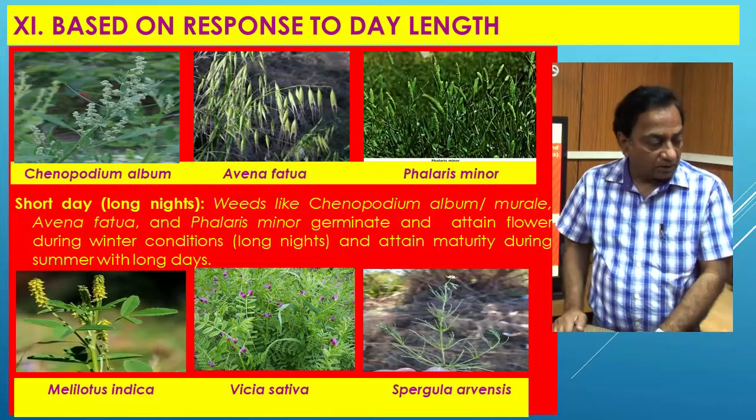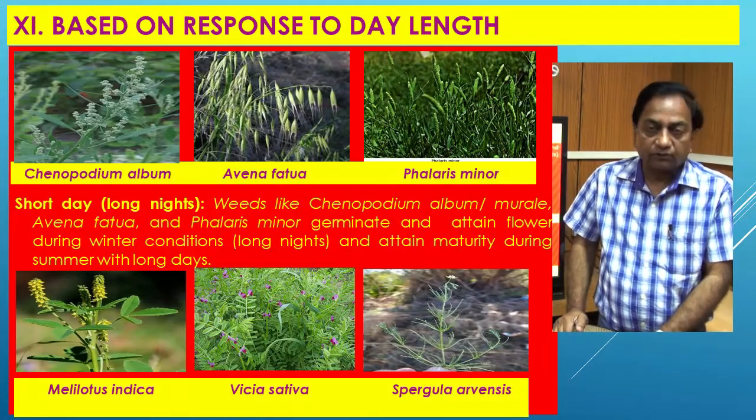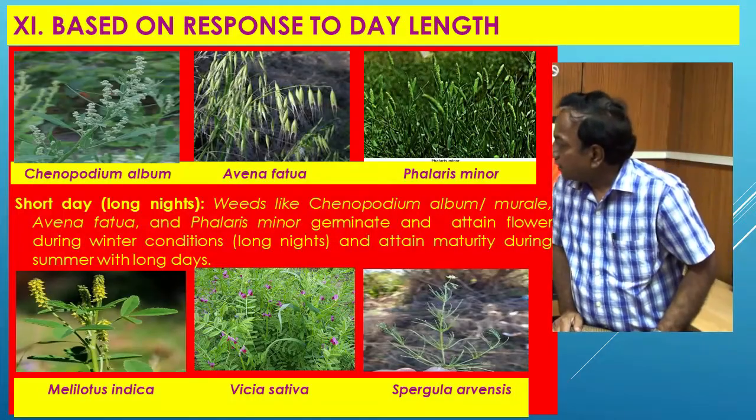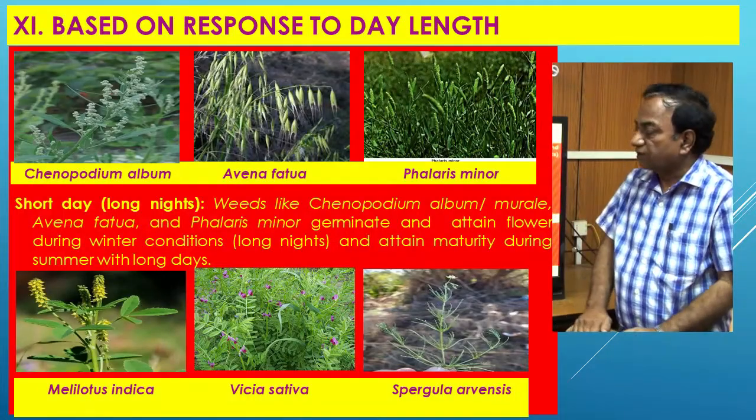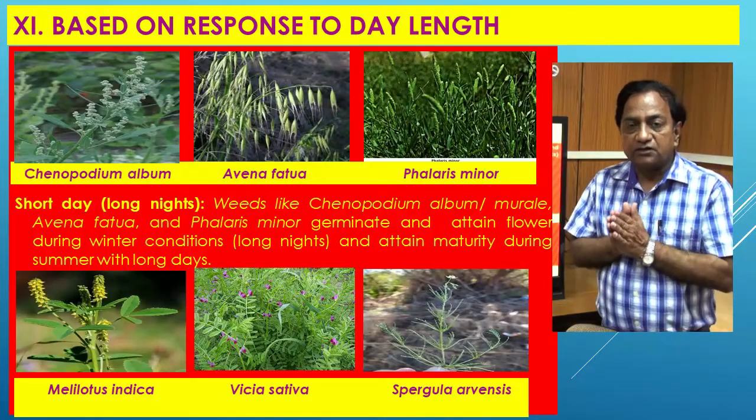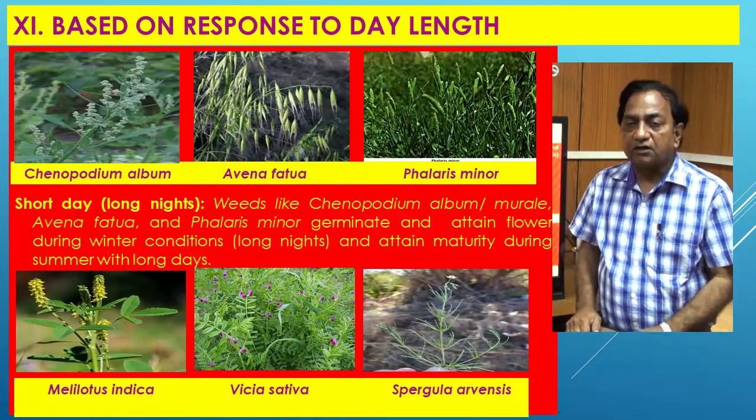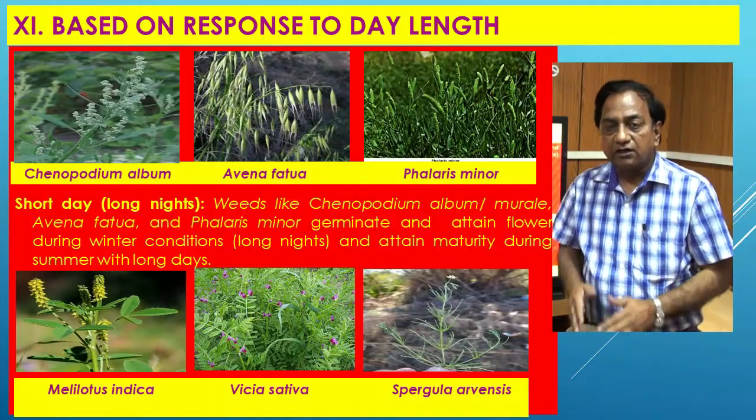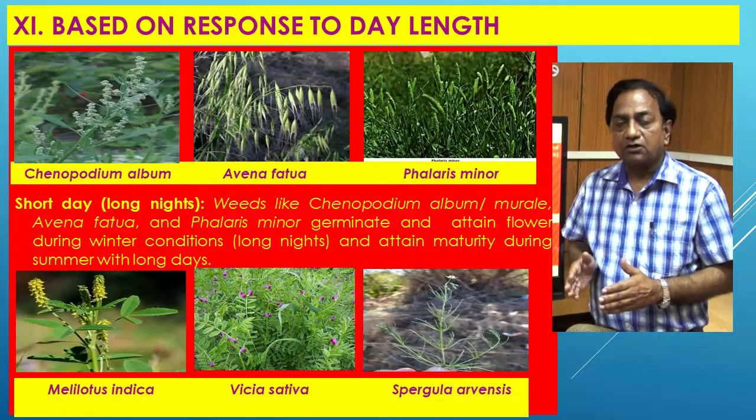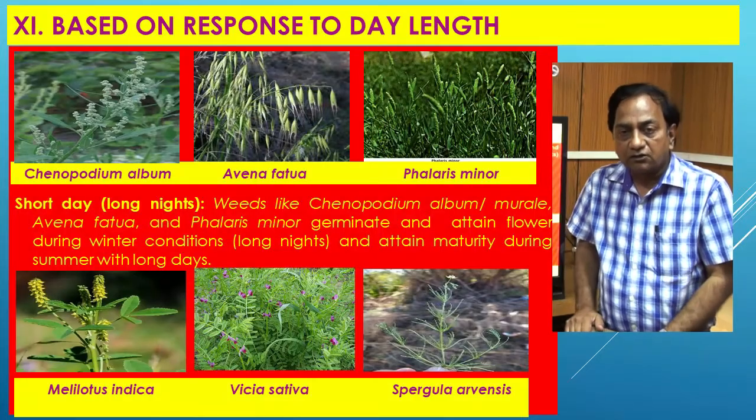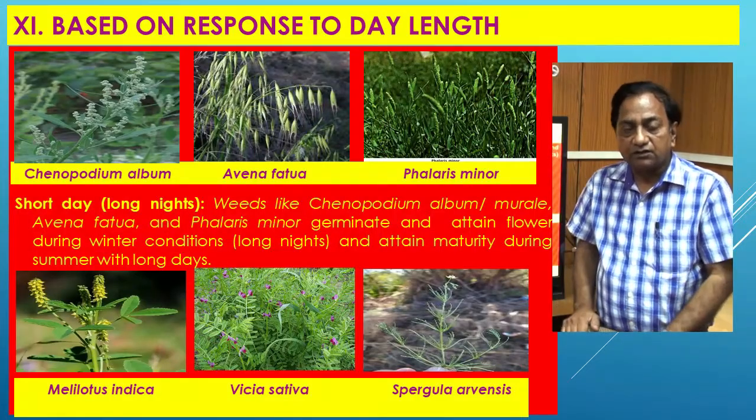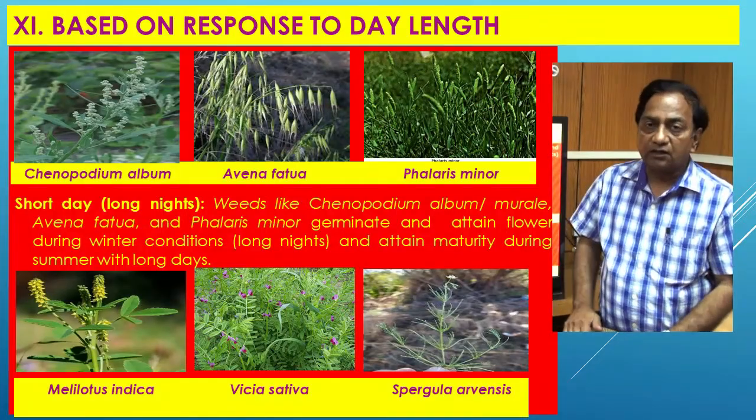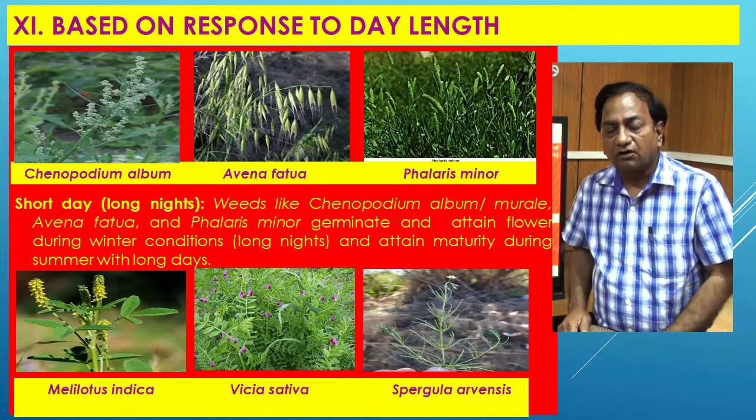So I will take up some of the remaining parts of the classification. To start with, another classification is based on response to day length. As we know, seasonal variation is dependent upon the day length. In summer season, days are longer and nights are shorter, whereas in winter season, days are shorter and nights are longer. So this also affects the emergence or appearance of the weeds.